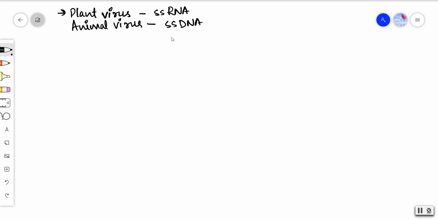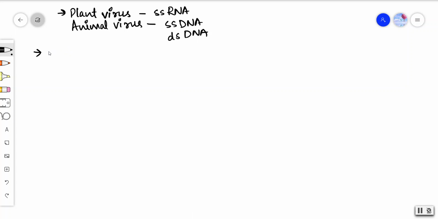Now some important points relating to virus only. So the plant viruses generally have single-stranded RNA, whereas animal viruses have single-stranded DNA or double-stranded DNA. Okay, they are composed of this genetic material in plants and animal viruses.